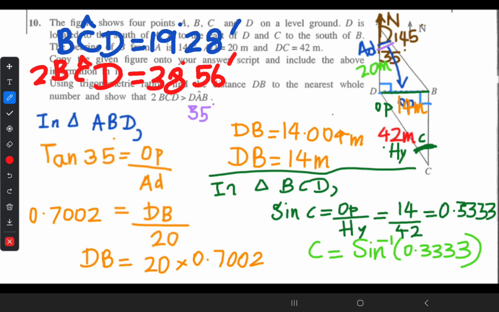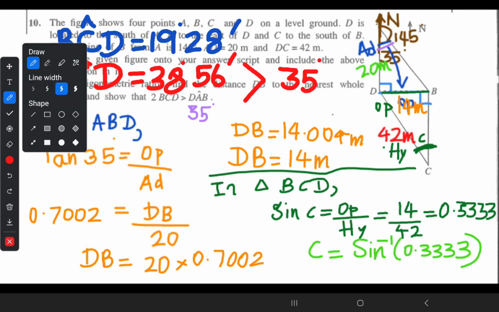If the minute value extends over 60, you should carry it over as a degree, as you know. So 38 degrees 56 minutes is the angle, and we compare it with DAB, which we already know is 35 degrees. This is greater than 35 degrees.